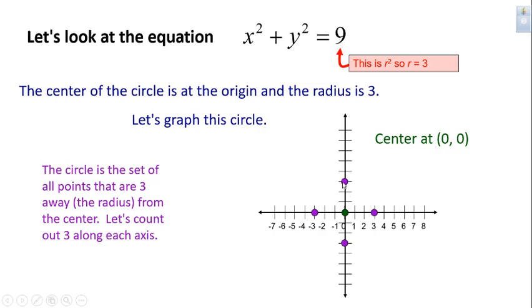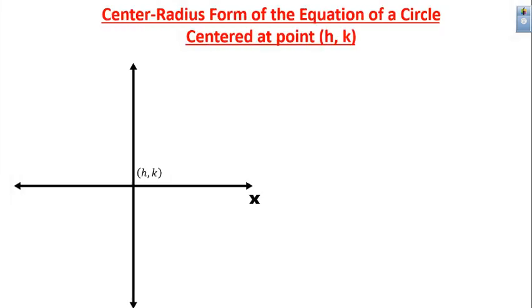And then we draw as smooth a curve as we can to form a circle. And that is the easiest way to draw a circle. You first plot the center, and then you plot 4 points using the radius, and then draw the circle there.